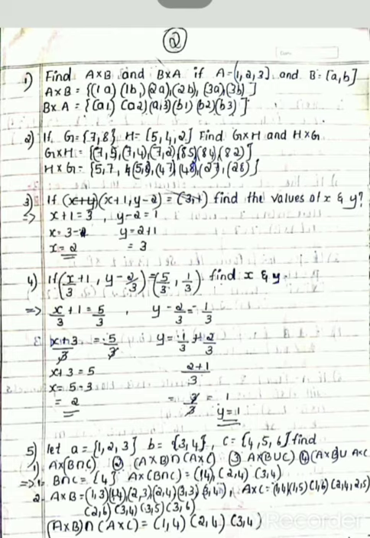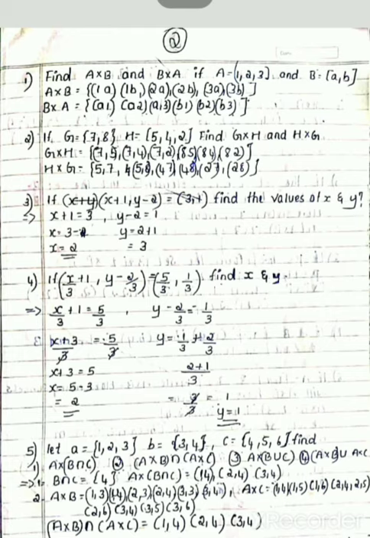First element is taken from the first set and second element is taken from the second set. Now, second question. G is given, H is given, the sets. You have to find G cross H and H cross G. Similar problem. I think students can try yourselves. Next problem, third one. If (x + 1, y - 2) is equal to (3, 1).